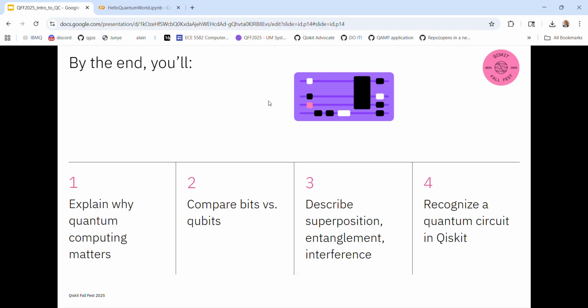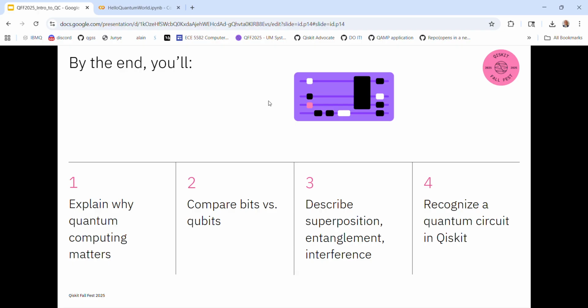By the end of this, we're going to be able to explain why quantum computing matters, compare what a bit is versus a qubit, describe superposition, entanglement, and interference, and recognize a quantum circuit in Qiskit. This is a very high-level overview, just getting us familiar with the terms that we'll be using.